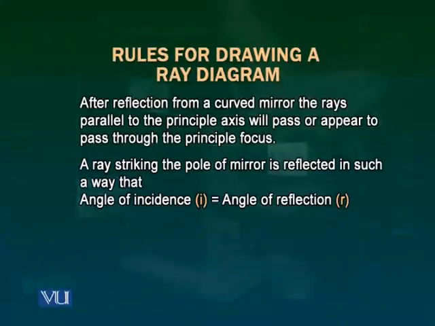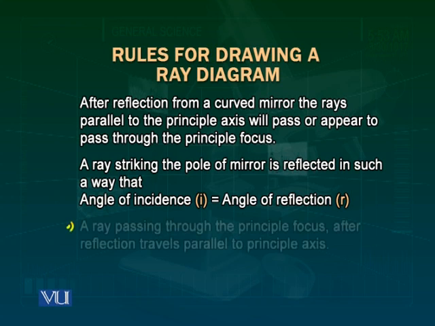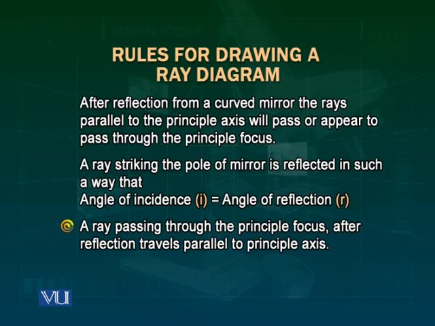In order to do the ray diagrams, we have to see that a ray which is parallel to the principal axis will meet at the focus. So after reflection, it should meet at the focus. So one rule is that a ray which is parallel to the principal axis, after meeting the mirror, should pass or appear to pass through the principal focus. And the second ray, which passes through the focus, has to become parallel to the principal axis. A ray which passes through the pole bounces back.